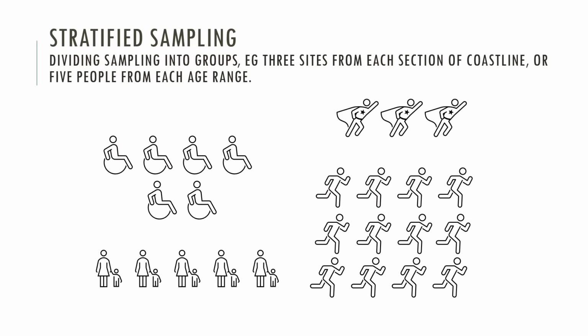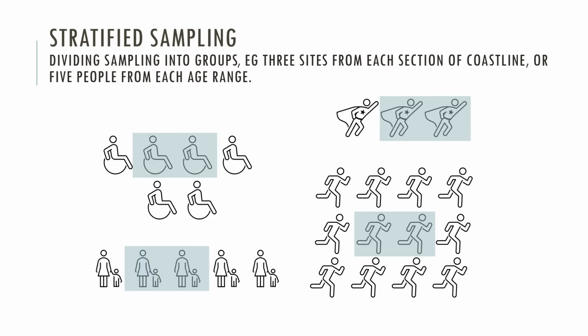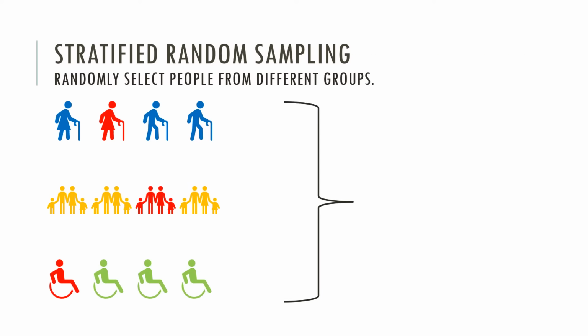Stratified sampling, on the other hand, is when I decide I'm going to categorize people or get various different locations. I'm going to group them together, and I'm going to select a certain number of people from each particular group or age range or section of a river and things like that.